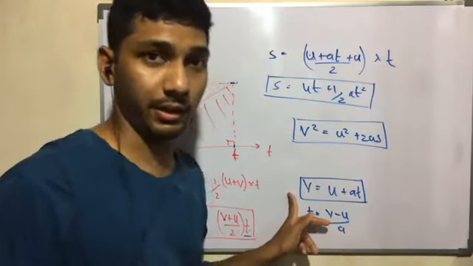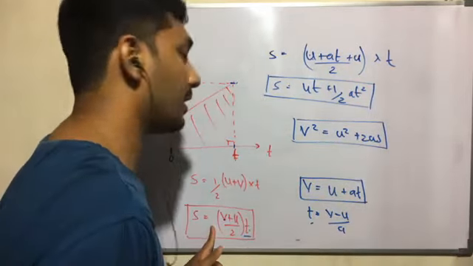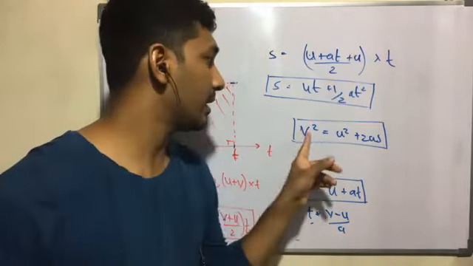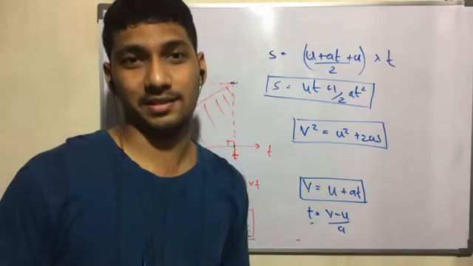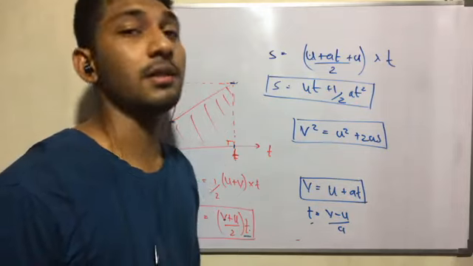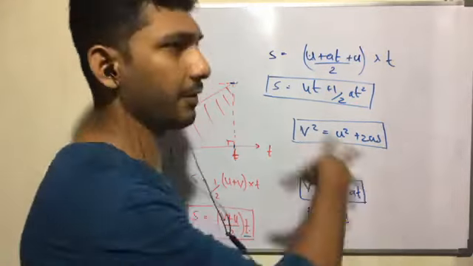So one, v is equal to u plus at, the other one is s is equal to v plus u over 2 into t, the other one is s is equal to ut plus half at squared, and v squared is equal to u squared plus 2as. So these are the 4 equations that we derived from this graph. We use these on different occasions.